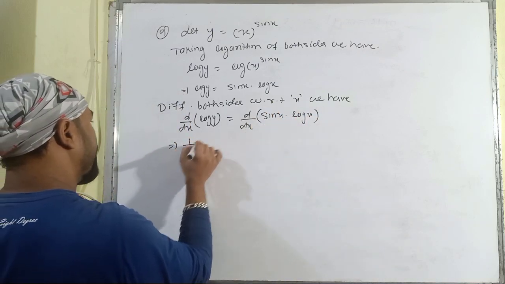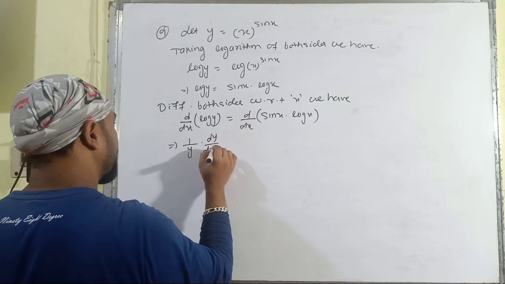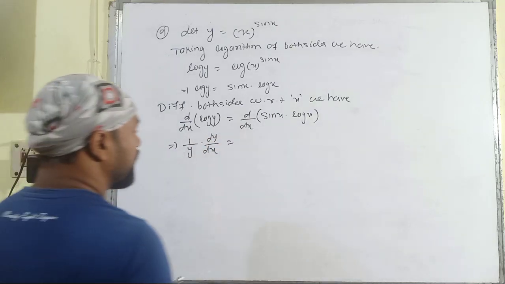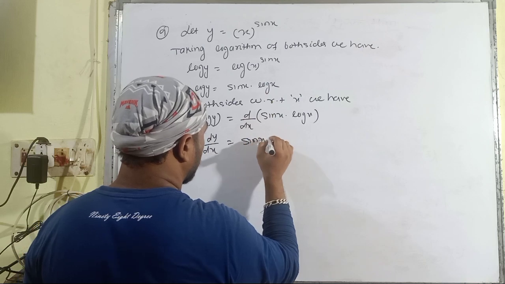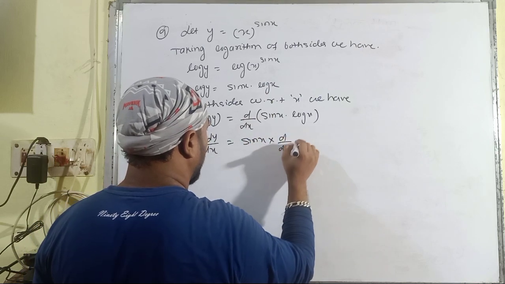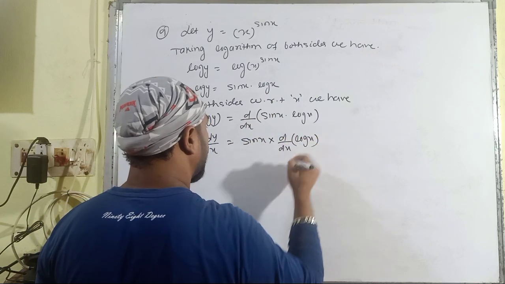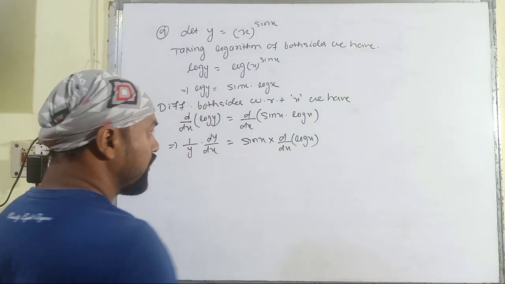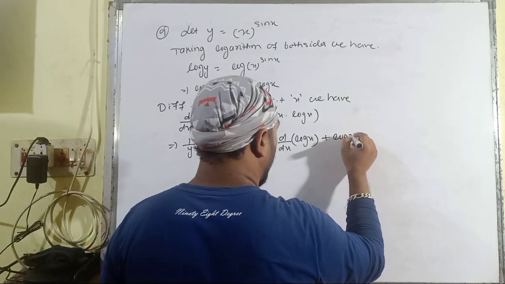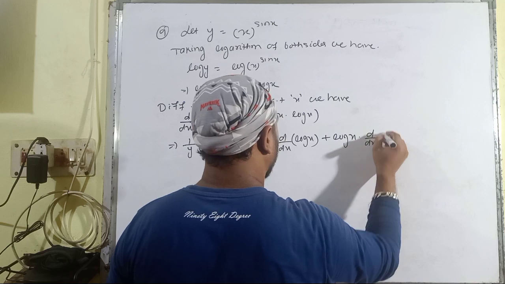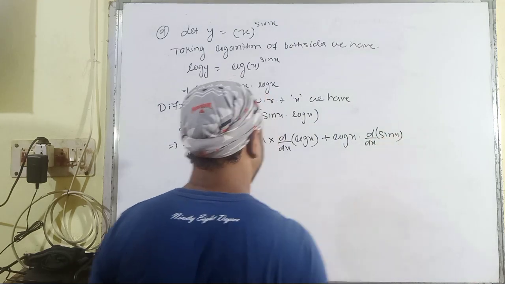Then it is 1 upon y dy upon dx. Then it is sin x multiplied with the differentiation of log x. Just applying the product rule here. Then plus log x multiplied with the differentiation of sin x.